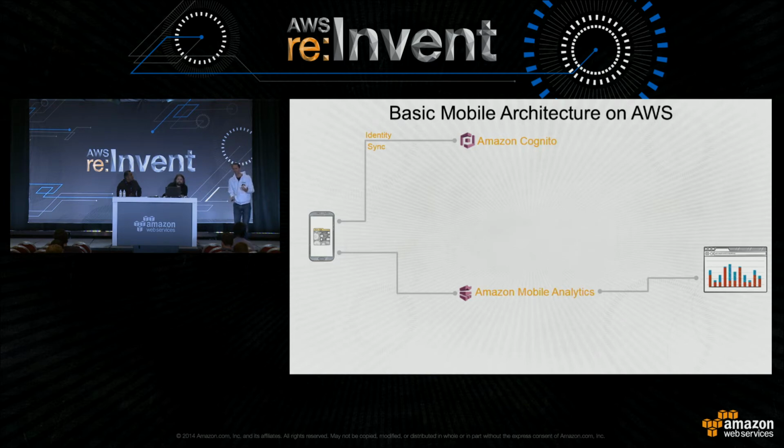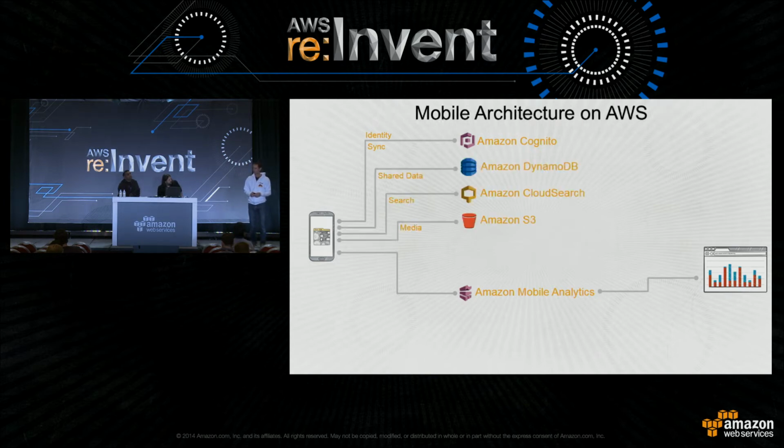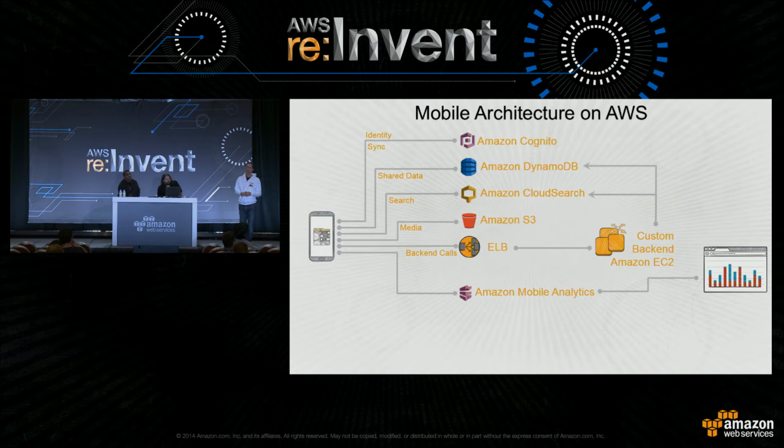So a basic architecture on AWS would look like, hey, I need mobile analytics and, well, I need to authorize the call somehow. So even if it's not an authenticated user, I need to authorize the call. So I would have Amazon Cognito integrated. And then if I would use all the other services, I have Amazon DynamoDB, CloudSearch, and S3. And perhaps I have also a custom backend. So I have an elastic load balancer. I have Amazon EC2 for that.